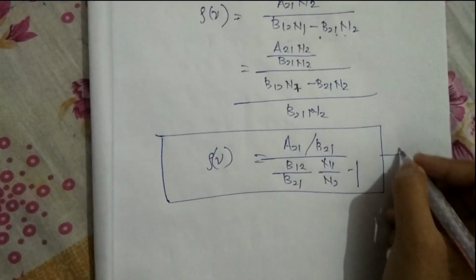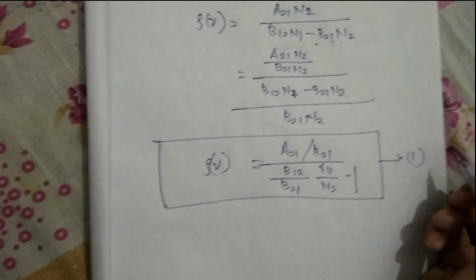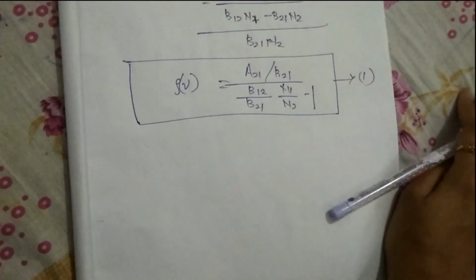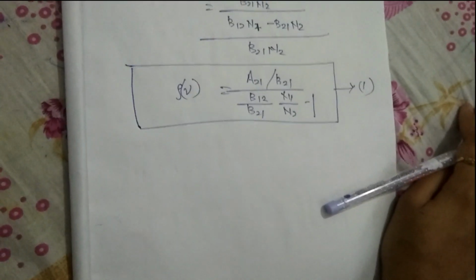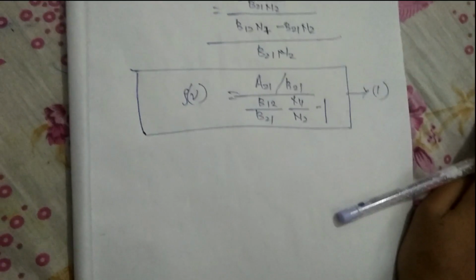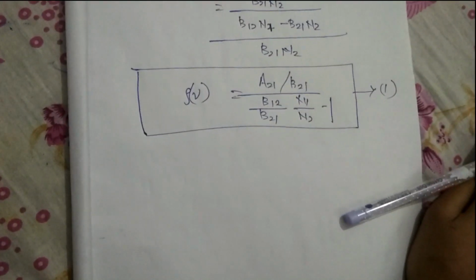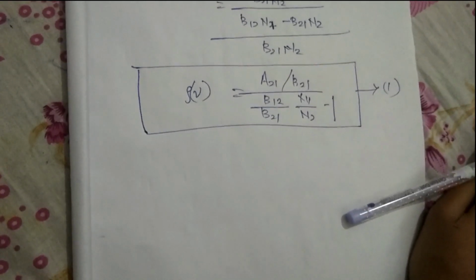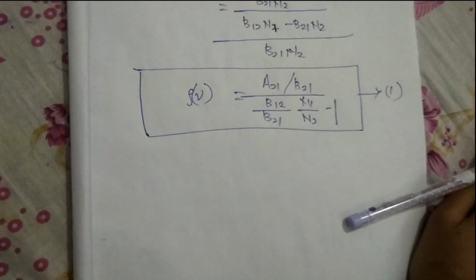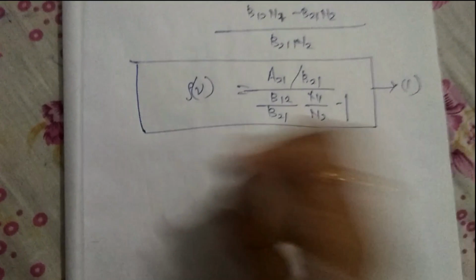Say or call this as equation 1. Now again, by using Boltzmann distribution law, we know that the number of the availability of the electron at any energy level can be written as Ni equals N naught e to the power minus Ei by kT.